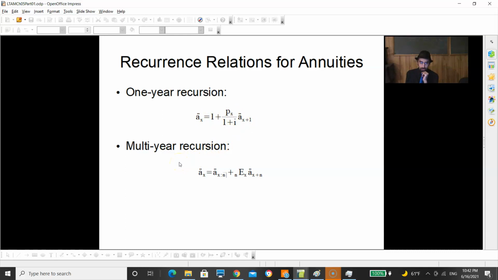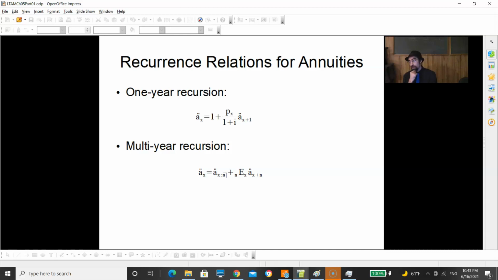And if you have a multi-year recursion, you get ä_x equals ä_(x:n) (that's just the first n years) plus nE_x times ä_(x+n). Standard time delay for n years times whatever happens after those n years. On the LTAM itself, they may make you calculate ä_(x:n) by hand as long as n is no more than 3. Once it gets to be more than 3, that's usually too much for them to expect you to calculate by hand, unless there's some obvious shortcut somewhere in there.